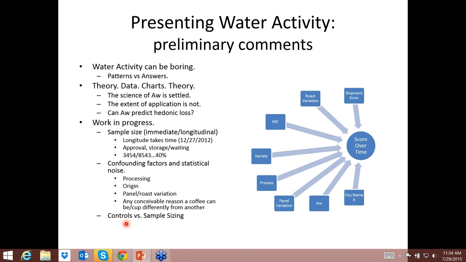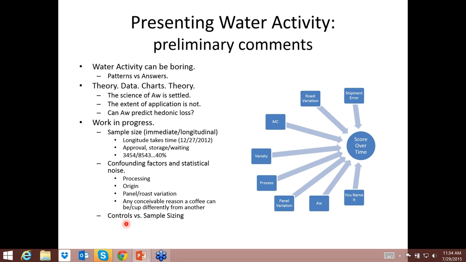So with this study, there are lots of confounding factors and statistical noise: shipment error, roast variation, potentially moisture content, coffee variety, processing method, panel variation, water activity. That's the one that we want to study, but who knows? It could be any of these other things. And then the final one is, you name it, it could impact the outcome. There are just so many variables, especially using score as our rubber meets the road sort of index. So here we are. We said controls versus sample sizing. There were so many things that needed control. What we decided to do was just go for a huge sample size, see if a pattern could emerge, really in spite of the lack of controls, and then go from there.